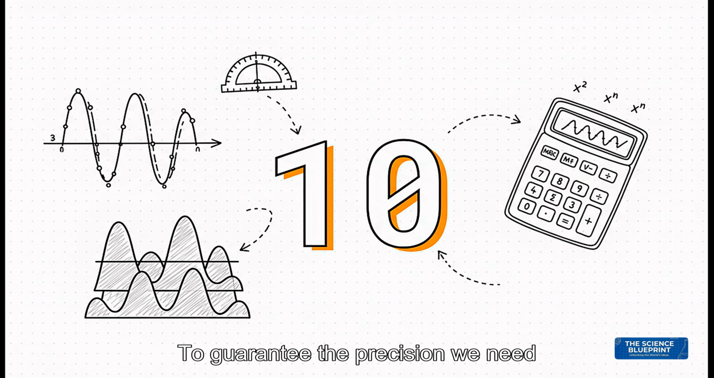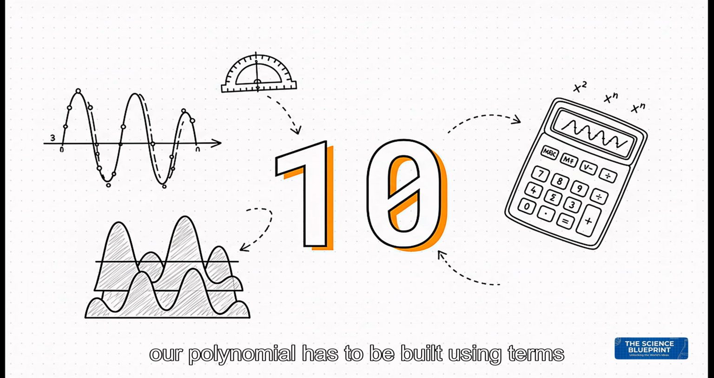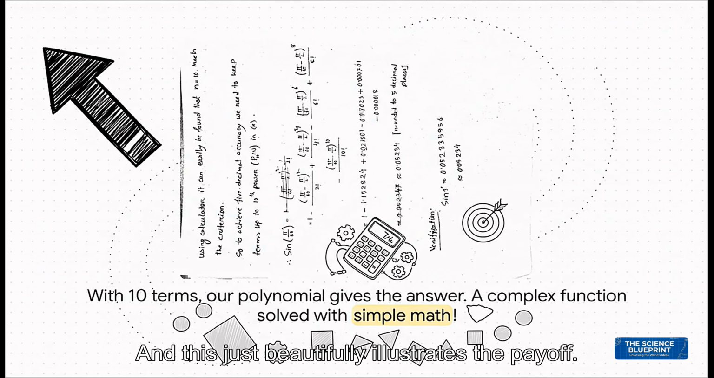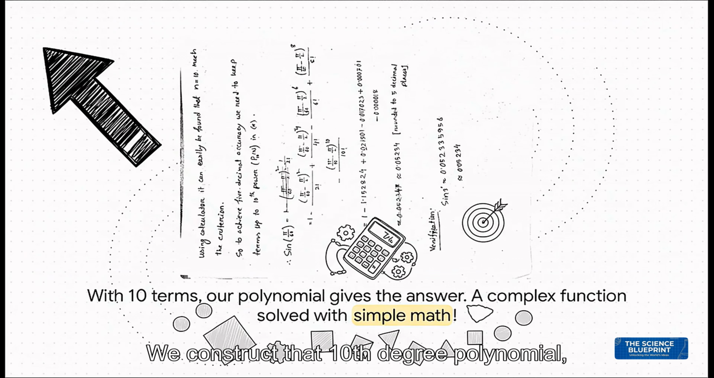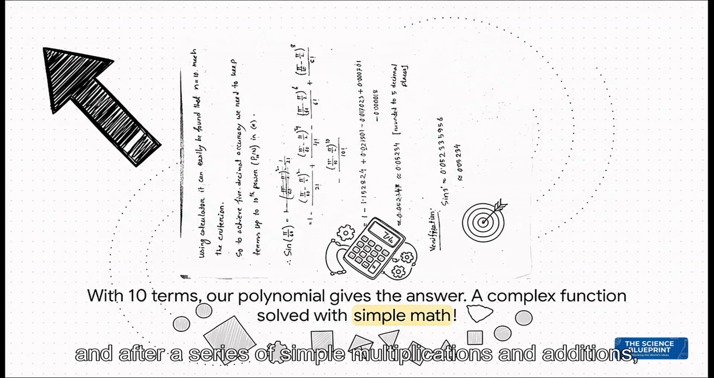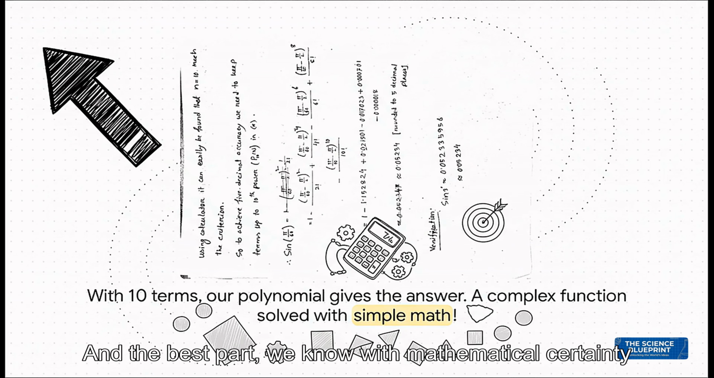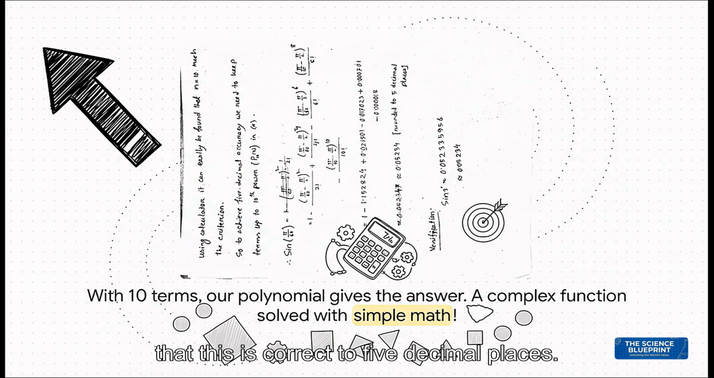To guarantee the precision we need for the sine of 3 degrees, our polynomial has to be built using terms all the way up to the 10th power. That's our magic number, 10. And this just beautifully illustrates the payoff. We construct that 10th degree polynomial, we plug in our numbers, and after a series of simple multiplications and additions, boom, out pops the answer, 0.05234. And the best part? We know with mathematical certainty that this is correct to 5 decimal places. We've literally tamed a complex function with simple arithmetic.